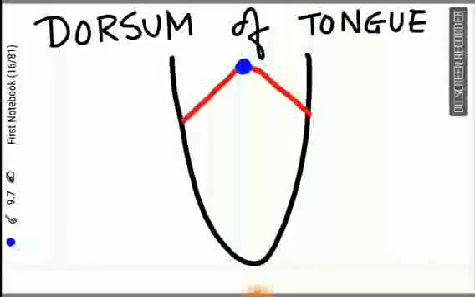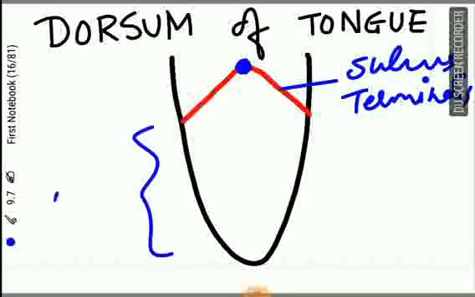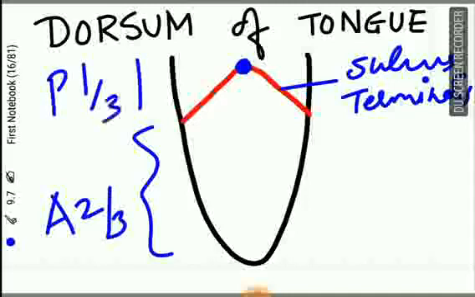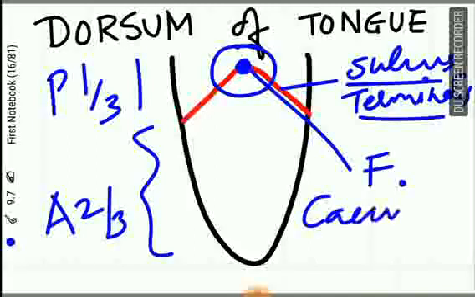Now the dorsum of the tongue, or the superior surface of the tongue, is rough and irregular. A V-shaped line called the sulcus terminalis divides the tongue into two parts, the anterior two-thirds and the posterior one-third. At the angle of this sulcus terminalis, there is the foramen cecum, which is the remnant of the thyroglossal duct.